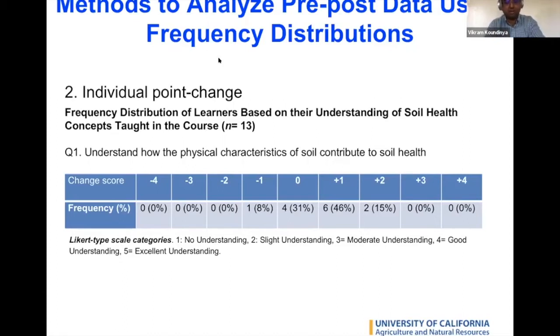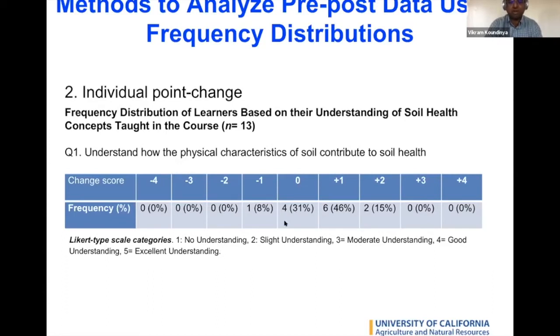So in this example, we can see that this was from a soil health online course that was offered to NRCS, the Natural Resource Conservation Service professionals. And one of the questions was, what is your level of understanding of how the physical characteristics of soil contribute to soil health? And the scale was no understanding, slight understanding, moderate understanding, good understanding, and excellent understanding. So the way that we reported was to report the frequency distribution for the point change.